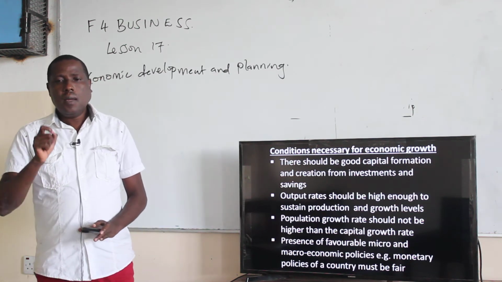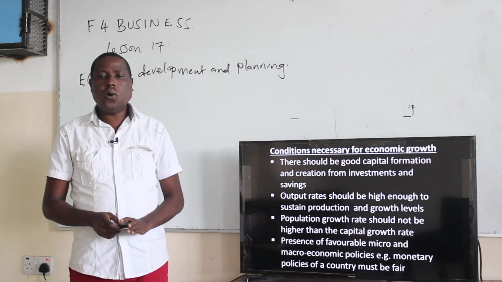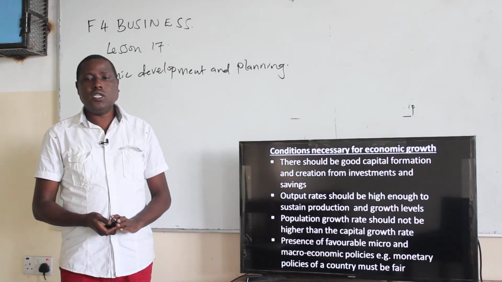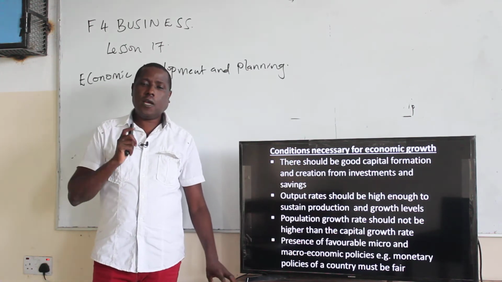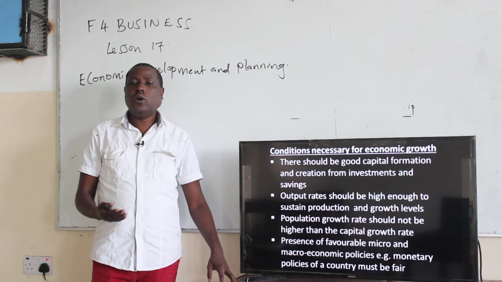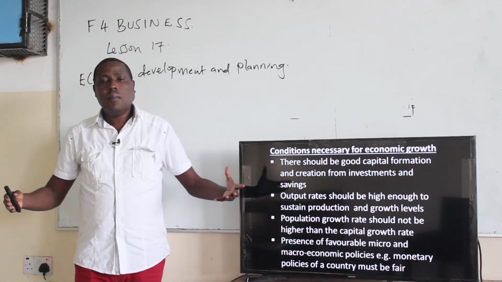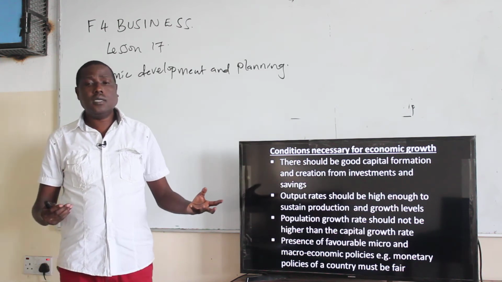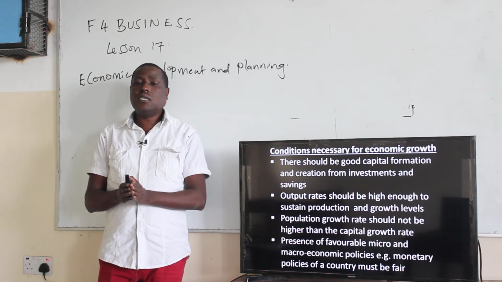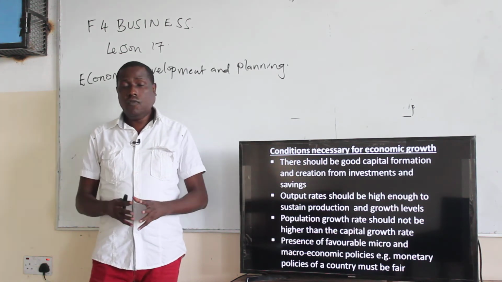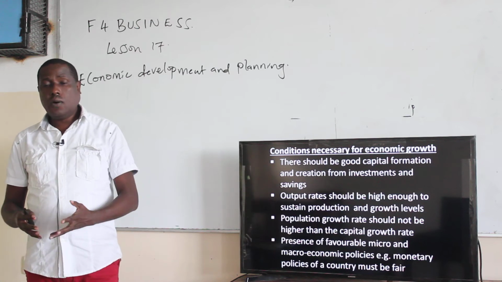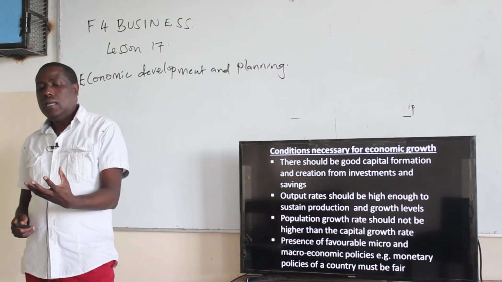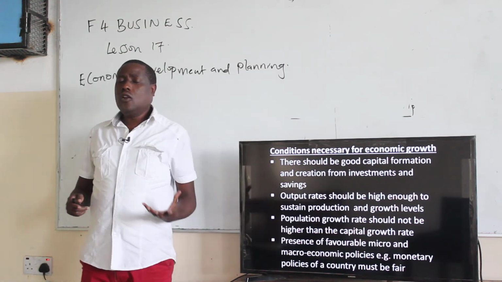Number four, presence of favorable micro and macroeconomic policies. For example, monetary policies of a country must be fair. So when we talk about monetary policies, here we are looking at money circulation, supply of money through the central bank. So those policies must be fair. If you look at interest rates, you go to the bank to borrow money. The rates of interest must be fair, so that people can borrow money and start businesses. They'll grow the economy.